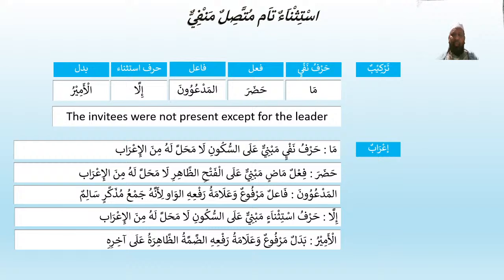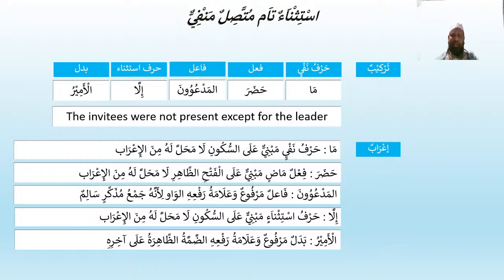Number one, it has to be mustasna tam, meaning all three arkan of istisna must be present. What are all the arkan? There are only three arkan of istisna. Number one, al-mustasna minhu. Number two, harf istisna. Number three, al-mustasna. When all three are present, it is mustasna tam.